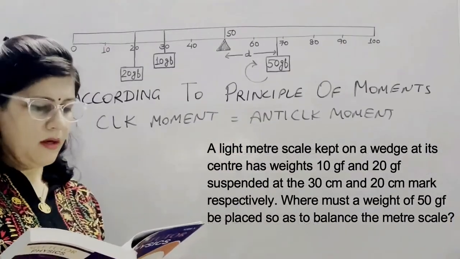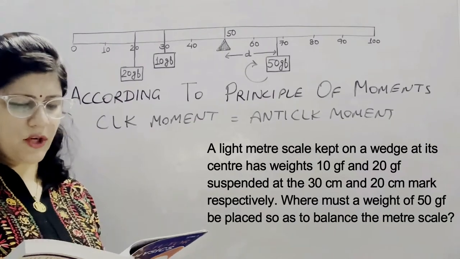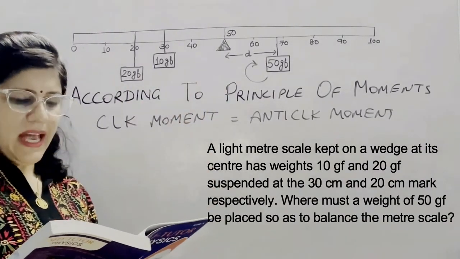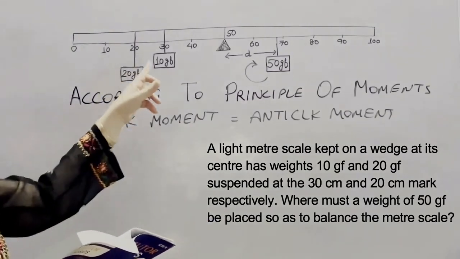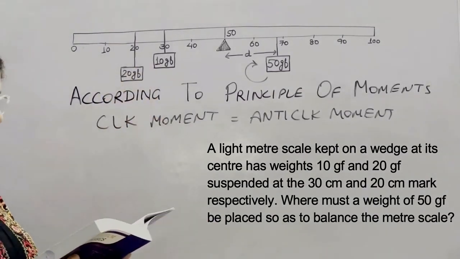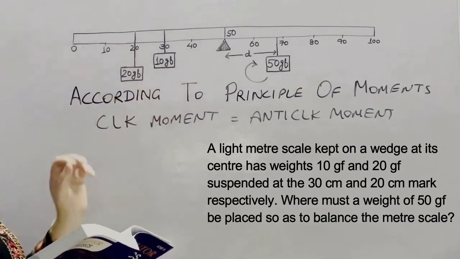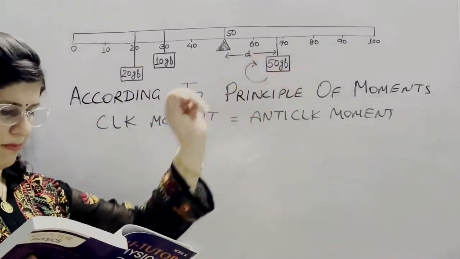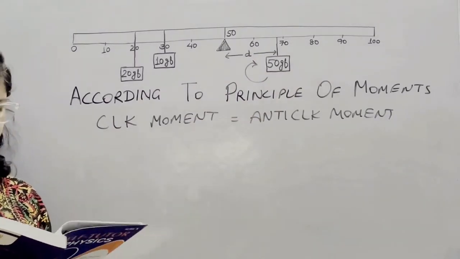In the next numerical, a light meter scale is kept on a wedge at its center. At its center means 50 centimeter. It has weights of 10 GF and 20 GF suspended at 30 centimeter mark and 20 centimeter mark respectively. Where must a weight of 50 GF be placed so as to balance the meter scale?